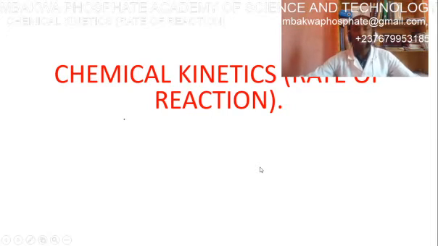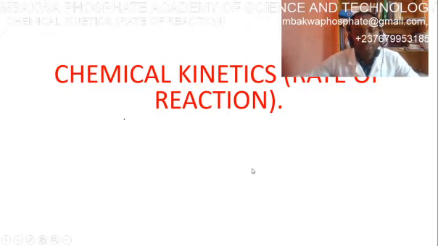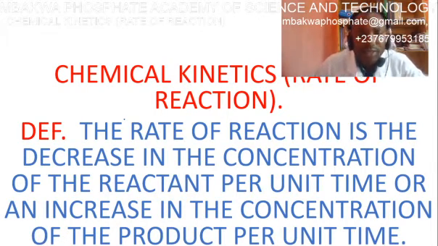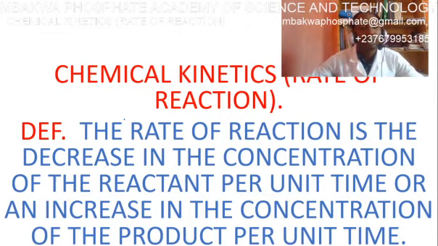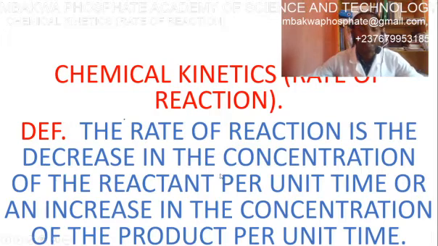We are looking at chemical kinetics, rate of reaction. And someone may be thinking, what is chemical kinetics? What is rate of reaction? I'm giving you the definition directly. What we call chemical kinetics, rate of chemical reaction, is simply the decrease in the concentration of the reactant per unit time, or an increase in the concentration of the product per unit time.